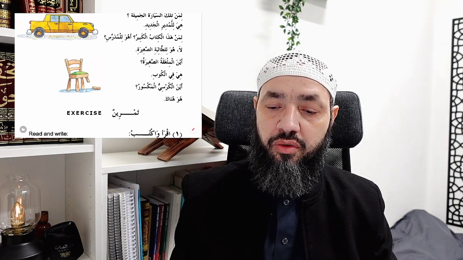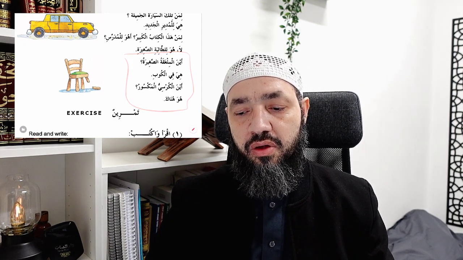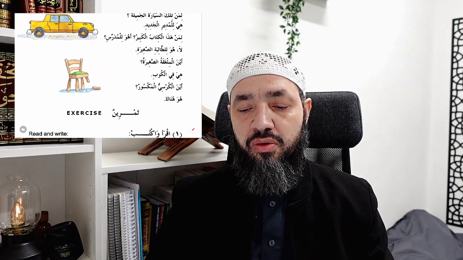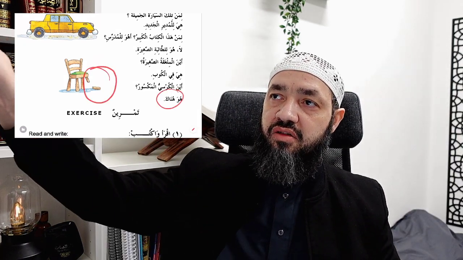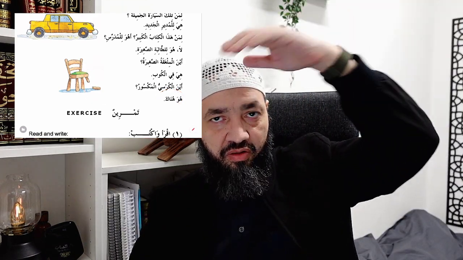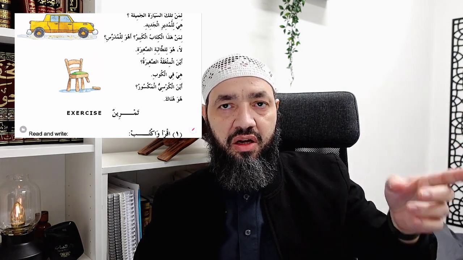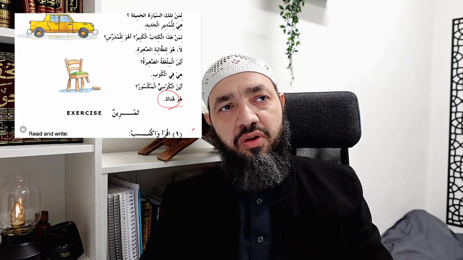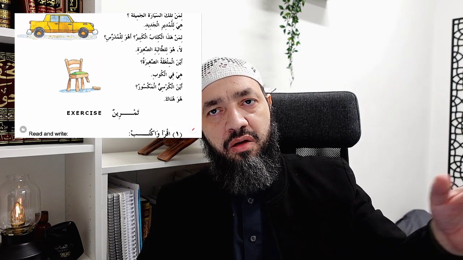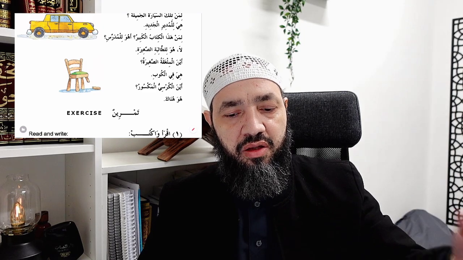Last 2 questions and answers. أين الملعقة الصغيرة? Where's the small spoon? هي في الكوب, it's in the cup. أين الكرسي المكسورة? Where's the broken chair? هو هناك. Another very important word, هناك, over there. Right, far, it's over there, هناك. Right, هنا, here, هناك, over there. You can say it's over there, but this word هناك can also be used to describe something. So هناك, for example, كتاب هناك, مسجد هناك, فندق, there's a hotel, there's a masjid.